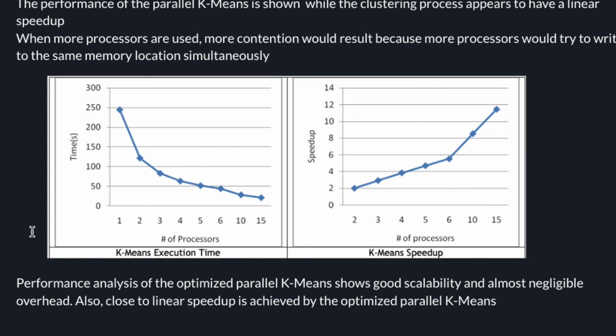The performance analysis of the optimized parallel k-means shows good scalability with almost negligible overhead. Also, it is close to the linear speedup, which is achieved by optimizing the parallel k-means clustering algorithm.